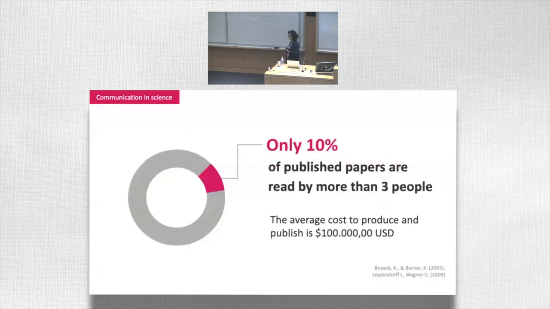And there is research that only 10% of published papers are read by more than 3 people. And the average cost to produce and publish a paper in the United States is $100,000. So we are spending $100,000 to publish a paper that will be read by 3 people. Yeah, this is a big problem, right?